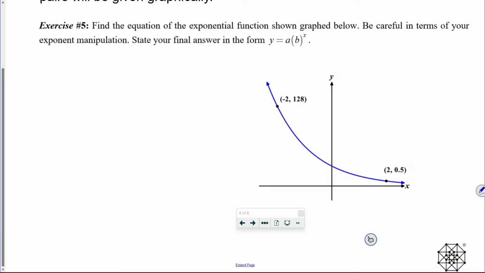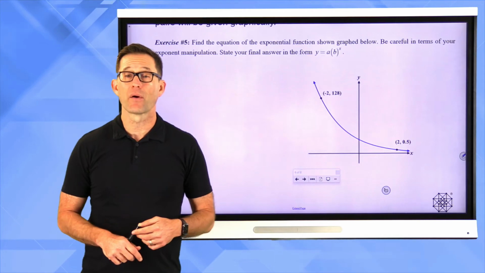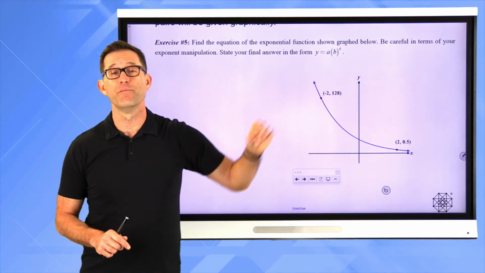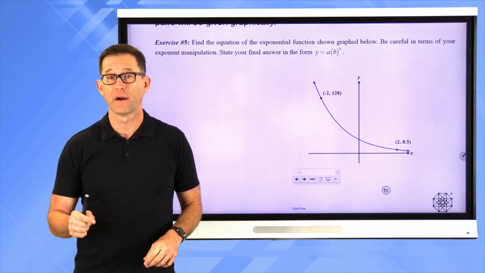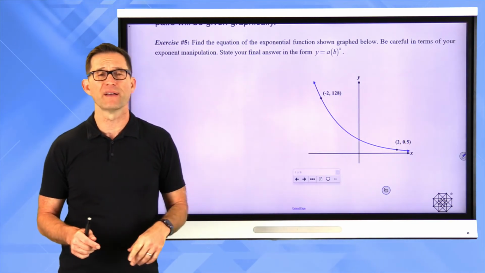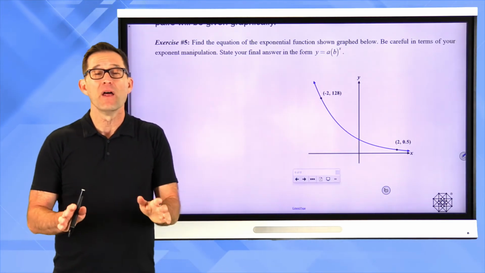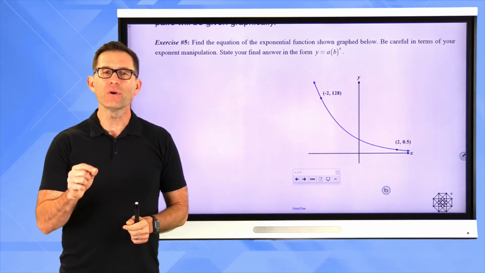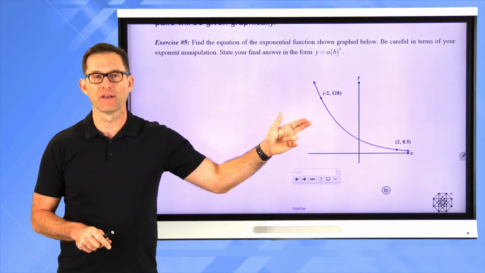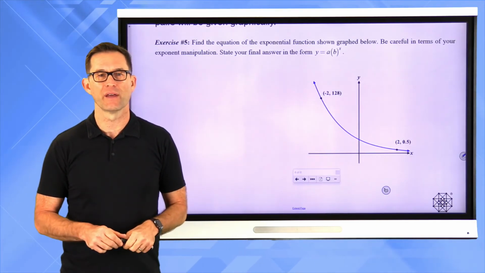Find the equation of the exponential function shown graphed below. Be careful in terms of your exponent manipulation. State your final answer in the form a times b to the x. All right. Now notice, this is a decreasing exponential, so right away we know that the value of b is going to be between 0 and 1. All right. We also know that the value of a is going to be between 0.5 and 128, but that's not particularly helpful. All right. Pause the video now and see if you can go through what we just did to come up with the equation of this exponential. And then obviously we'll walk through it nice and slowly.